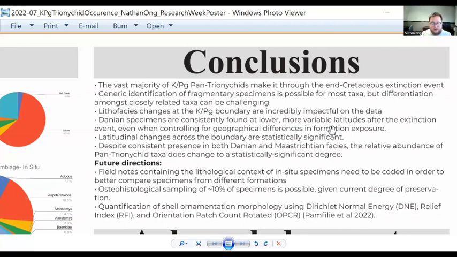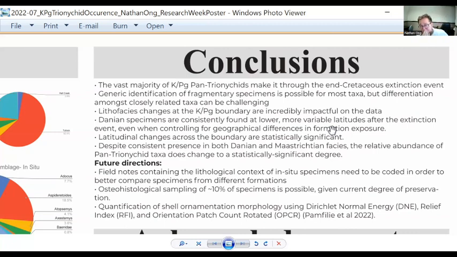Future directions, like I said: field notes containing the lithological context of in situ specimens need to be manually coded in order to better compare specimens from different formations. So basically, turtle found in a mudstone, turtle found in a mudstone, as opposed to turtle found in the mudstone-dominated Hell Creek Formation and the sandstone-dominated Tullock Formation, just as an example.